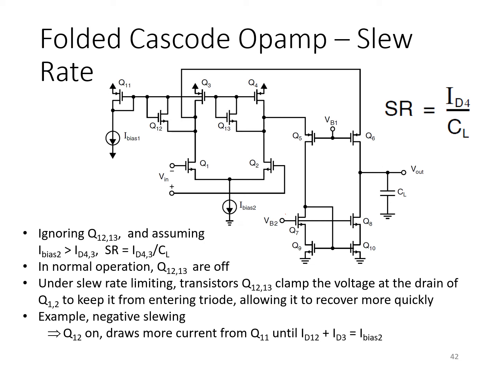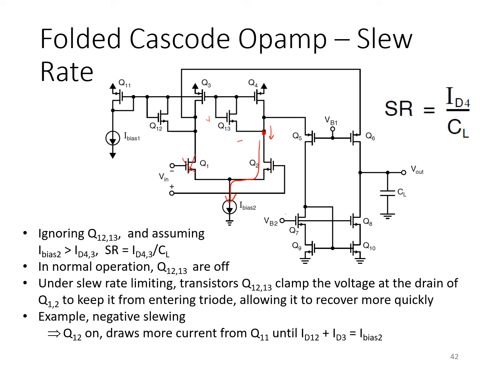And then once the op-amp tries to enter slew rate limiting, let's again consider the case of a large positive voltage arising at Vin, large enough so that Q1 turns off and all of I bias 2 is conducted this way. And then, as we said, this node voltage starts to drop. And at some point then, the gate source voltage of Q13 would exceed its threshold voltage and it will turn on. At that point, a couple of interesting things happen.